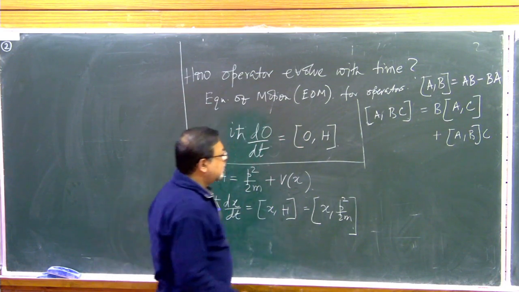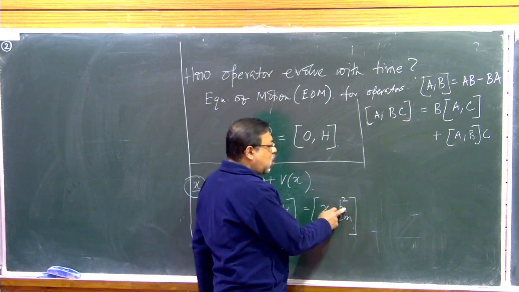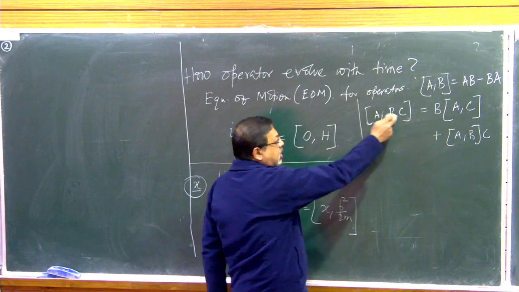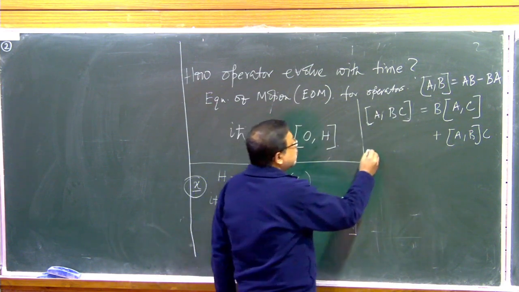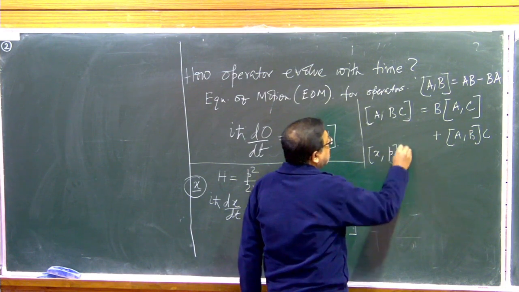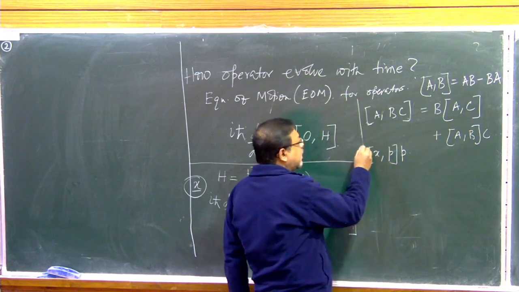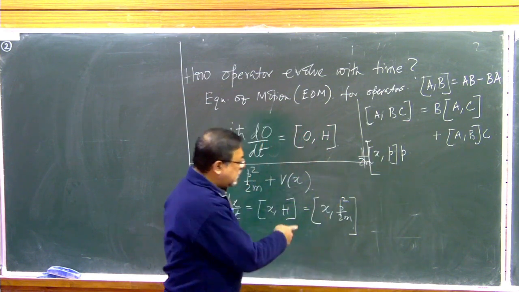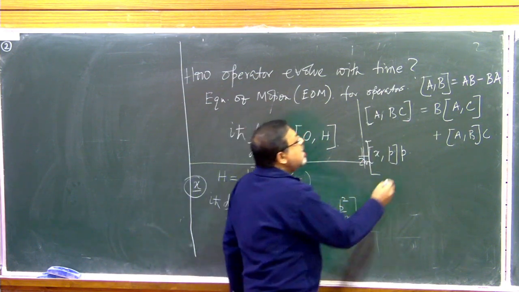It's not a problem. So I have two operators P and P. So B, C both are P and P. So this can be written as [x, P·P]. That 1 over 2m I am going to take into account maybe once and for all. That 1 over 2m there.